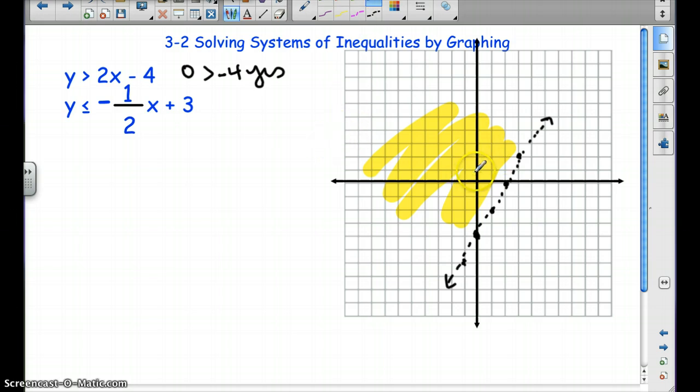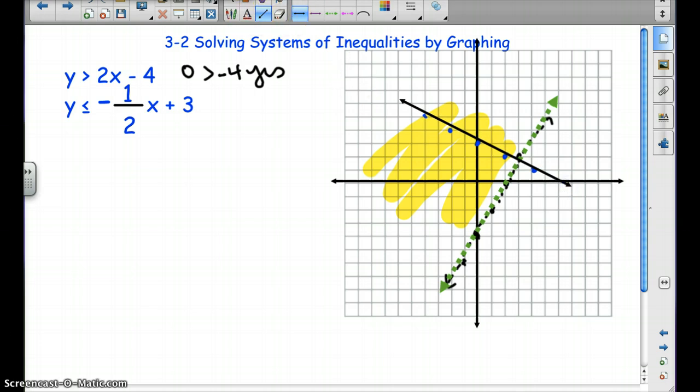And my other graph, I'm going to go up 3 right here. And my slope is telling me to go down 1 to the right 2, down 1 to the right 2, up 1 to the left 2, and so on. And this is a solid line. I guess I should have used my dotted line here. I guess I could have used that. Way better line there. And this is my solid line.